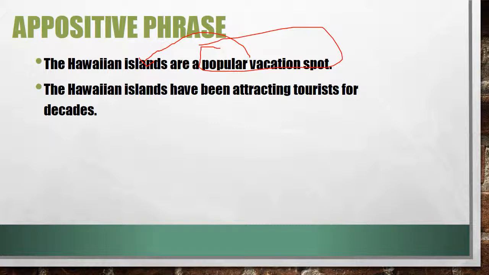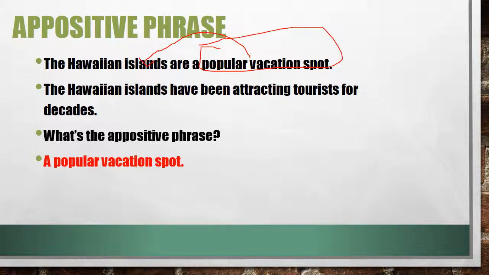So look at this. The Hawaiian Islands are a popular vacation spot. The Hawaiian Islands have been attracting tourists for decades. Now, when I read these two sentences, which one of these sentences contains extra information about the Hawaiian Islands? Can you figure out what the appositive is here? Take a moment and think about it. What's the extra information?